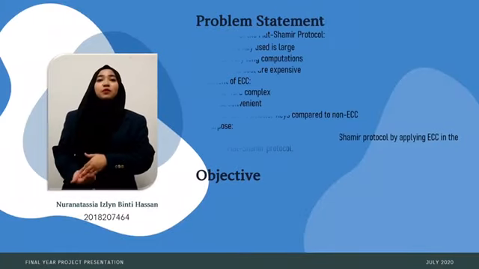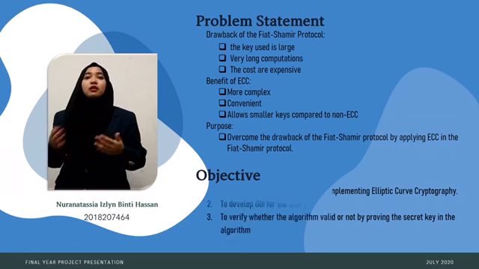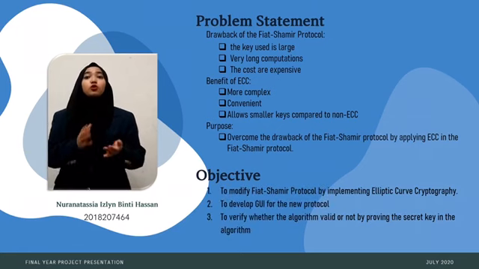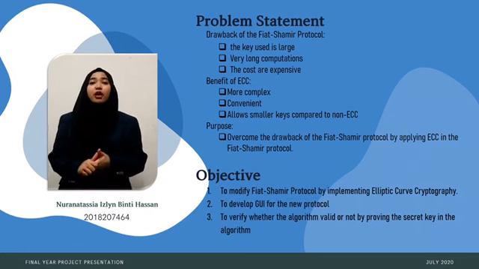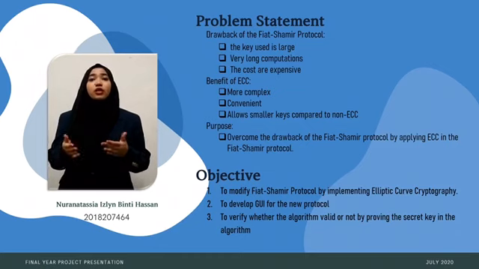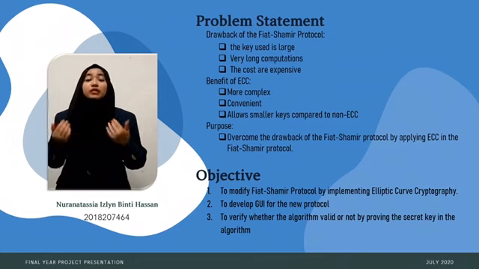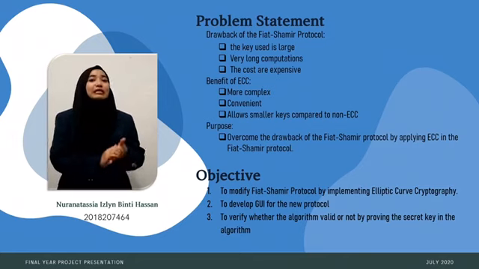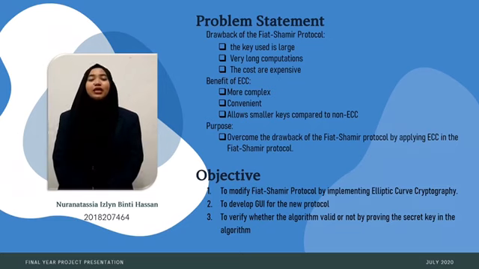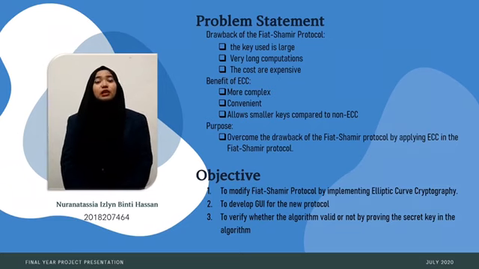Next, the problem statement. From the previous study, the keys used in Fiat-Shamir protocol are very large, and this will enhance the security, but takes very long computations and is very expensive. The main purpose of the study is to overcome the drawback of the Fiat-Shamir protocol by applying ECC in the Fiat-Shamir protocol. There are three objectives in our study.